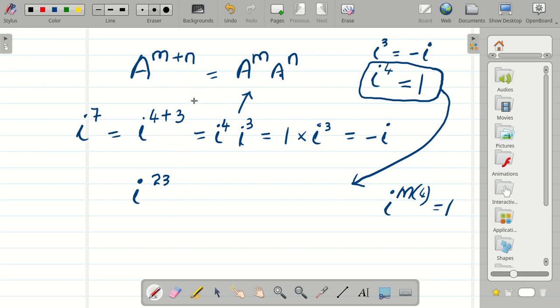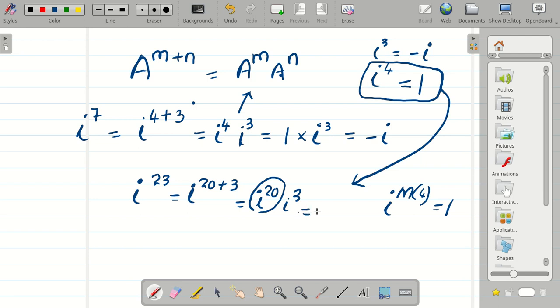And that number is 20, so I'll write this as i to the power 20 plus 3. If you want, you can use the same logic. I'll make it i to the power 20 and i to the power 3. But 20 is a multiple of 4, so that becomes 1. And what's the value of i cube? Can you check the list? Or you can check it over here. i cube is minus i.